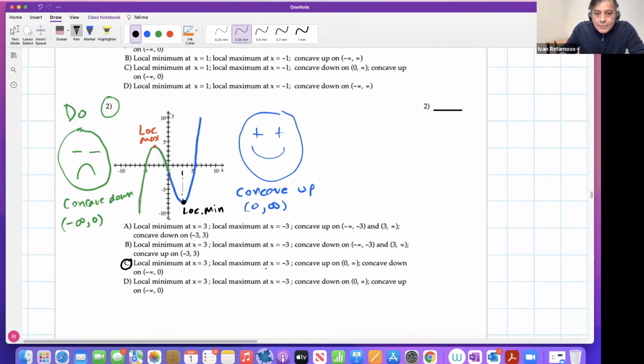Local maximum at x equals -3, correct here, right? There. And not only that, concave down from -infinity to 0, and concave up from 0 to infinity, right? Correct here from 0 to infinity, and concave down from -infinity up to 0, right? Up to 0. You follow, guys? Great. Okay, so now let's talk about.